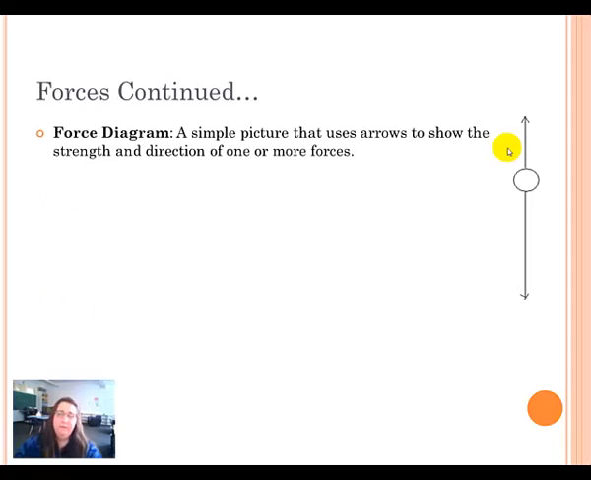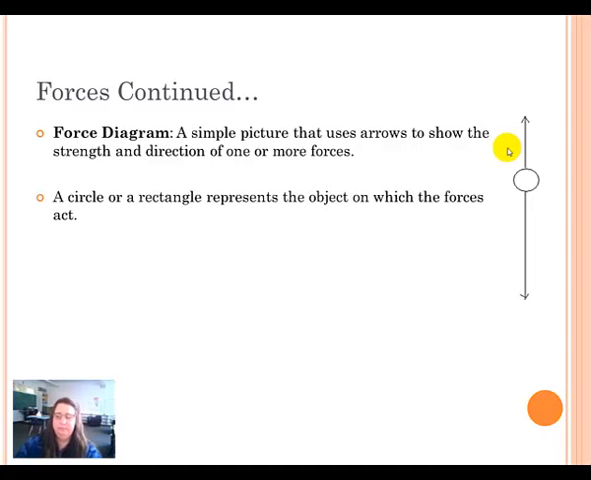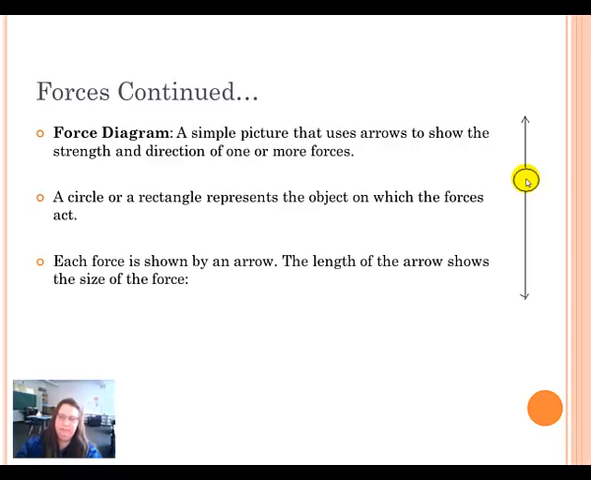When we talk about forces, scientists draw diagrams to picture what forces are acting on objects. A force diagram is a picture that uses arrows to show the strength and direction of one or more forces. Here we have a picture of a force diagram. That middle circle there, sometimes it's a rectangle, represents the object on which the forces act.